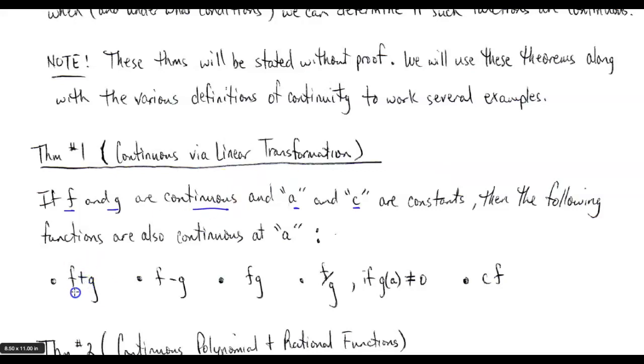So the sum of those 2 functions, the difference, the product, and the quotient of those 2 functions, as long as I don't have this particular function here being evaluated at some value a that makes it 0, and a constant multiple of any one of those functions. If I know that f and g are 2 continuous functions, and a and c are constants, then all these functions are also going to be continuous.